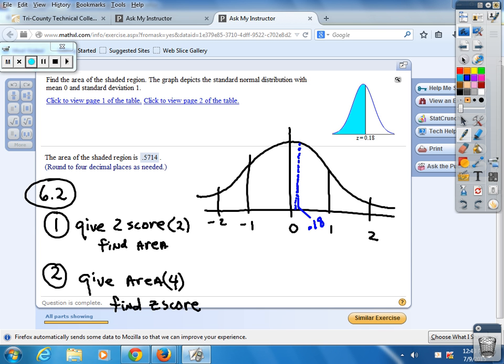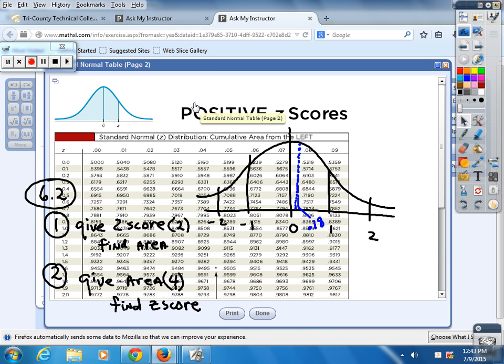This is probably a positive. This is a positive, so that's probably this one right here, because I think the negative is read left to right. Negative would come first, then the positive page. So I was thinking page 2 is probably your positive z-scores. I'm going to pull this up a little bit.